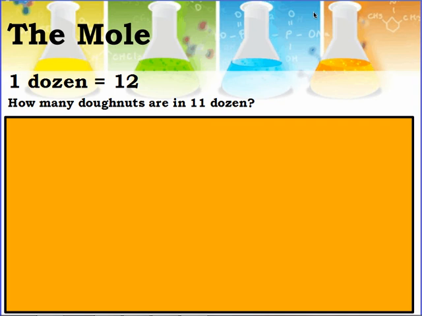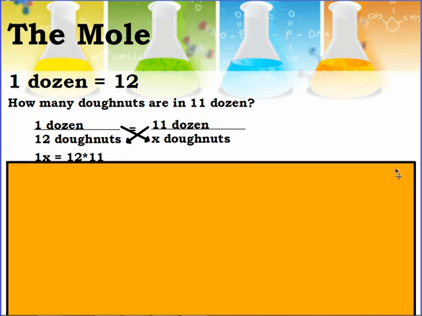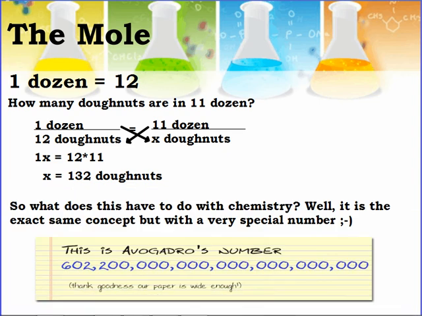Okay, same thing. 1 dozen is equal to 12. How many donuts are in 11 dozen? I'm going to set up my ratio the exact same way. 1 dozen over 12 donuts is equal to 11 dozen over x donuts. Remember to keep your units in the exact same spot and you'll never go wrong. You simply cross multiply. 1x is equal to 12 times 11. Therefore, since 1x becomes x, 12 times 11 is 132. Your answer is 132 donuts.